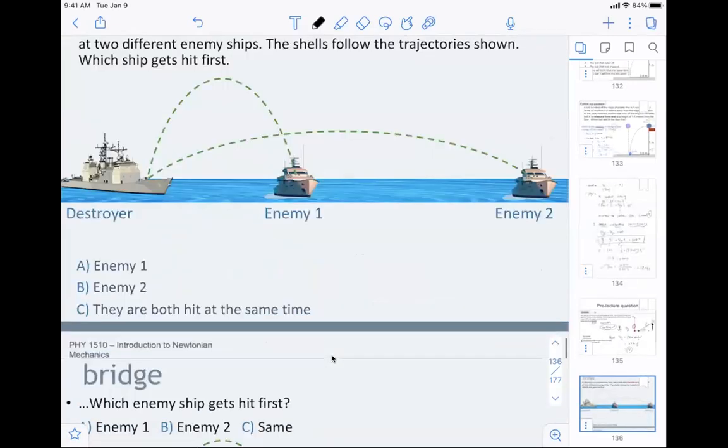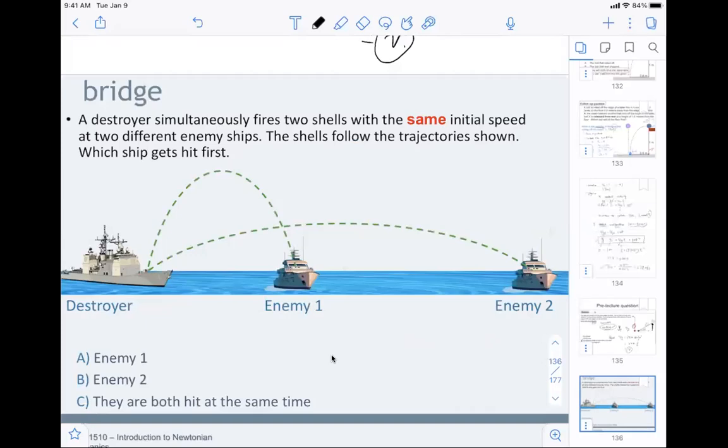Okay, two more bridge questions. Hopefully we can get through them. You have done this, I believe, previously in your pre-lecture bridge questions. Here we have two targets, and the two shells were fired with the same initial speed. So I'm going to draw the initial speed for both of them. This is fired here with some V0. This is fired with the same V0, just a different angle. You can see it's the same length of my arrow, but the angle is different. So which ship will get hit first?